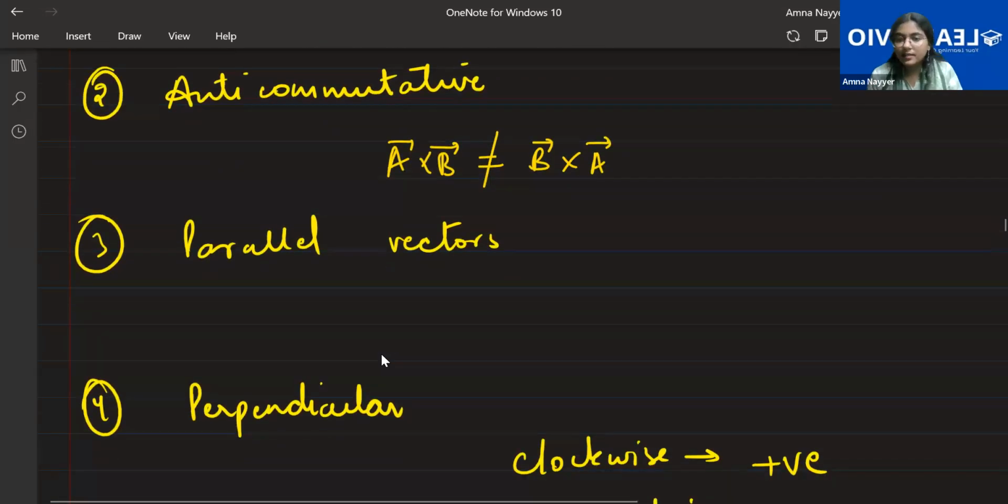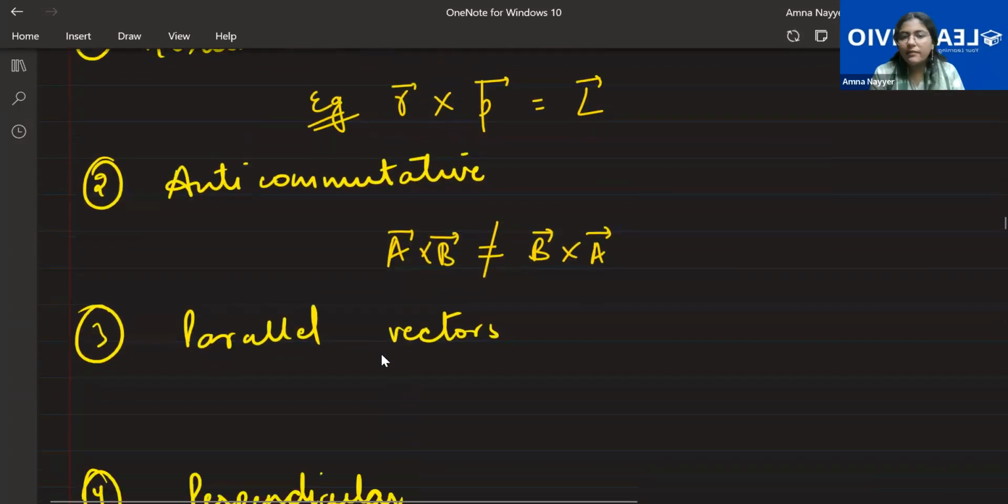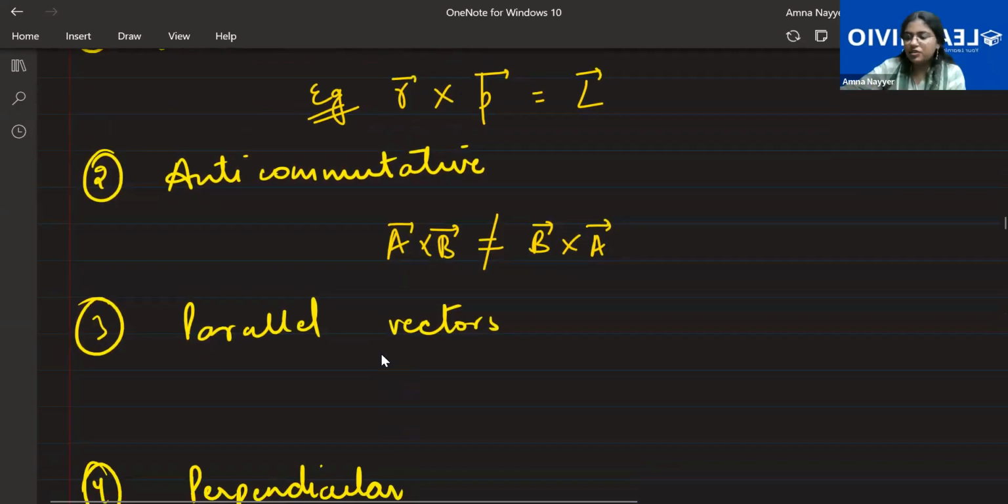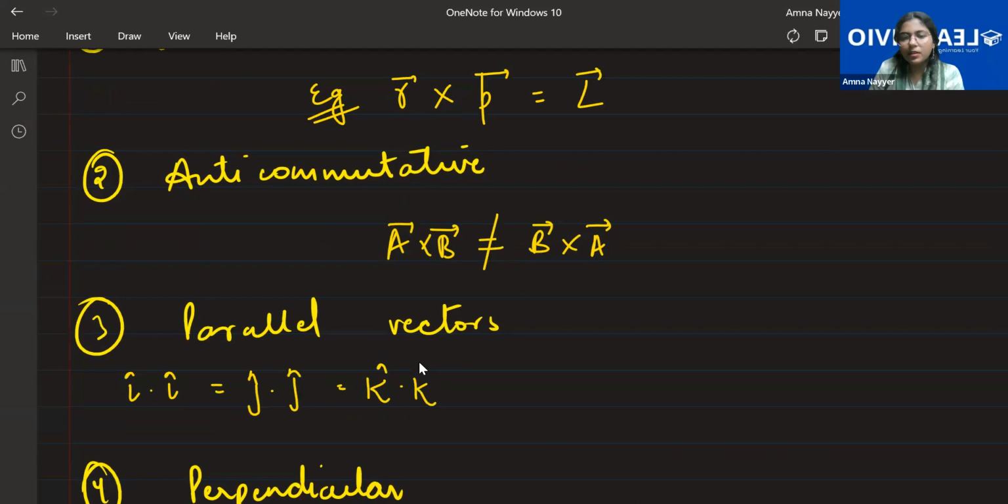And for parallel vectors, what you do with i cap, j cap: here you have sine theta. So these will be 0 this time, because sine 0 is 0. The parallel vectors, i cross i, j cross j, k cross k, will all be 0. The reason is that theta is 0 between them, but this time we are not considering cos theta, which would make it 1. This time we are considering sine 0, which is 0. That's why parallel vectors give 0.